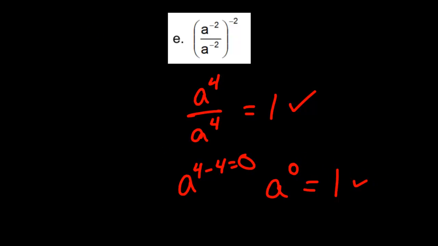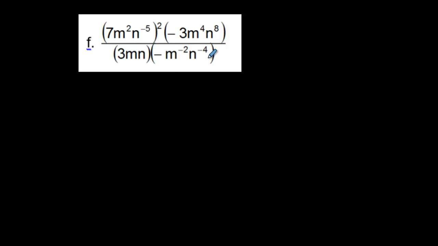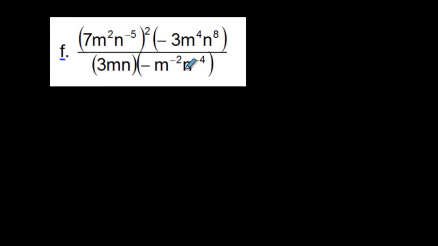Okay, let's move on. Here is a tougher looking question. There's different ways to go about doing this. So what I usually like to do is just get everything on the top figured out, then everything on the bottom figured out, and then deal with the top and the bottom. So if that's okay with you, let's do that. Start by looking at this bracket right here. Notice that there's an exponent of 2 here. That 2 has to go and meet everybody inside here.